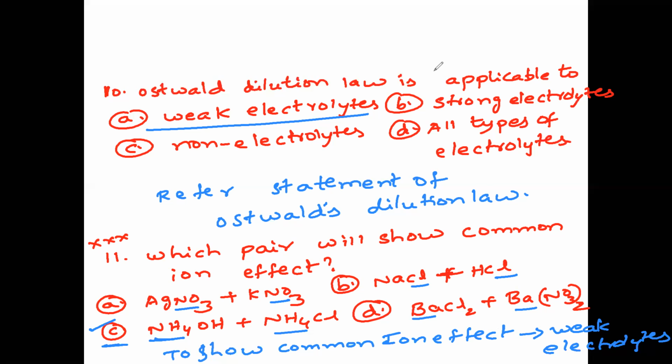Next question. So in this case, what are the weak electrolytes? Potassium nitrate is a strong electrolyte. Sodium chloride is a strong electrolyte. HCl is a strong electrolyte. Ammonium hydroxide and ammonium chloride are weak electrolytes. And barium chloride and barium nitrate are also strong electrolytes. So to show common ion effect, weak electrolytes must be present, and the weak electrolytes in this case are ammonium hydroxide and ammonium chloride. That's why they framed common ions in each and every case. So which is the right answer? Answer is the third option. Tricky questions like these will be given in the examination. So please note down.